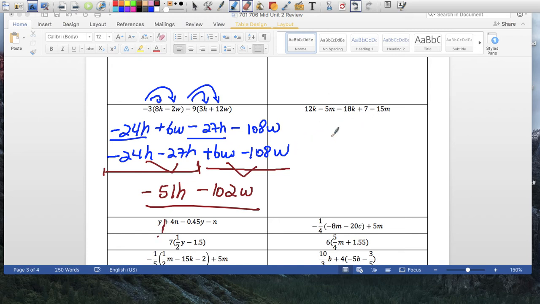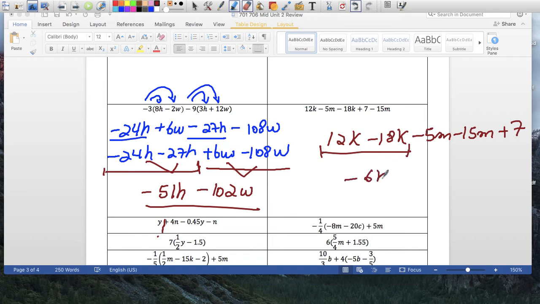Last one, this is just moving: 12k minus 18k minus 5m minus 15m, and then plus the lonely 7 over there. Combine these two, you get negative 6k. Combine these two, you get negative 20m, and then the plus 7 at the end.